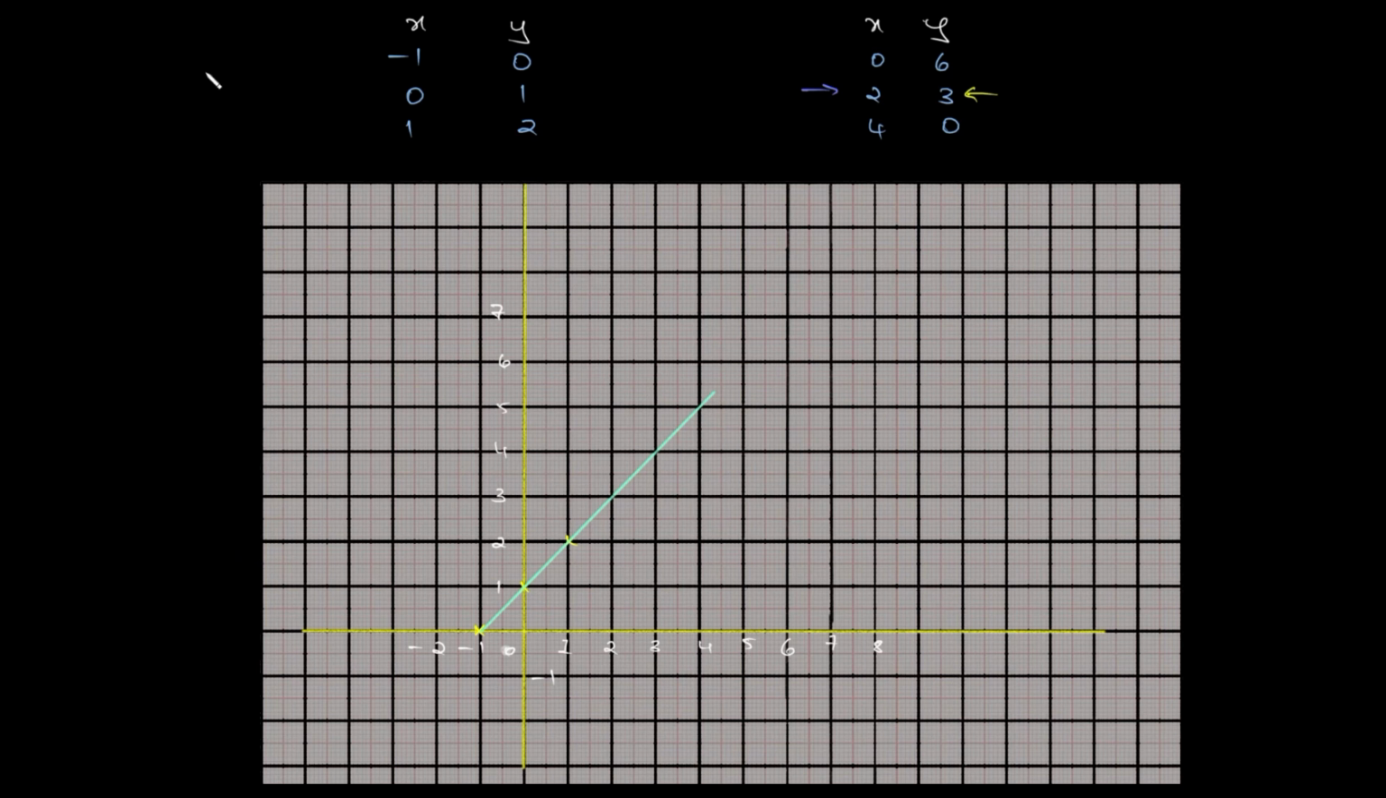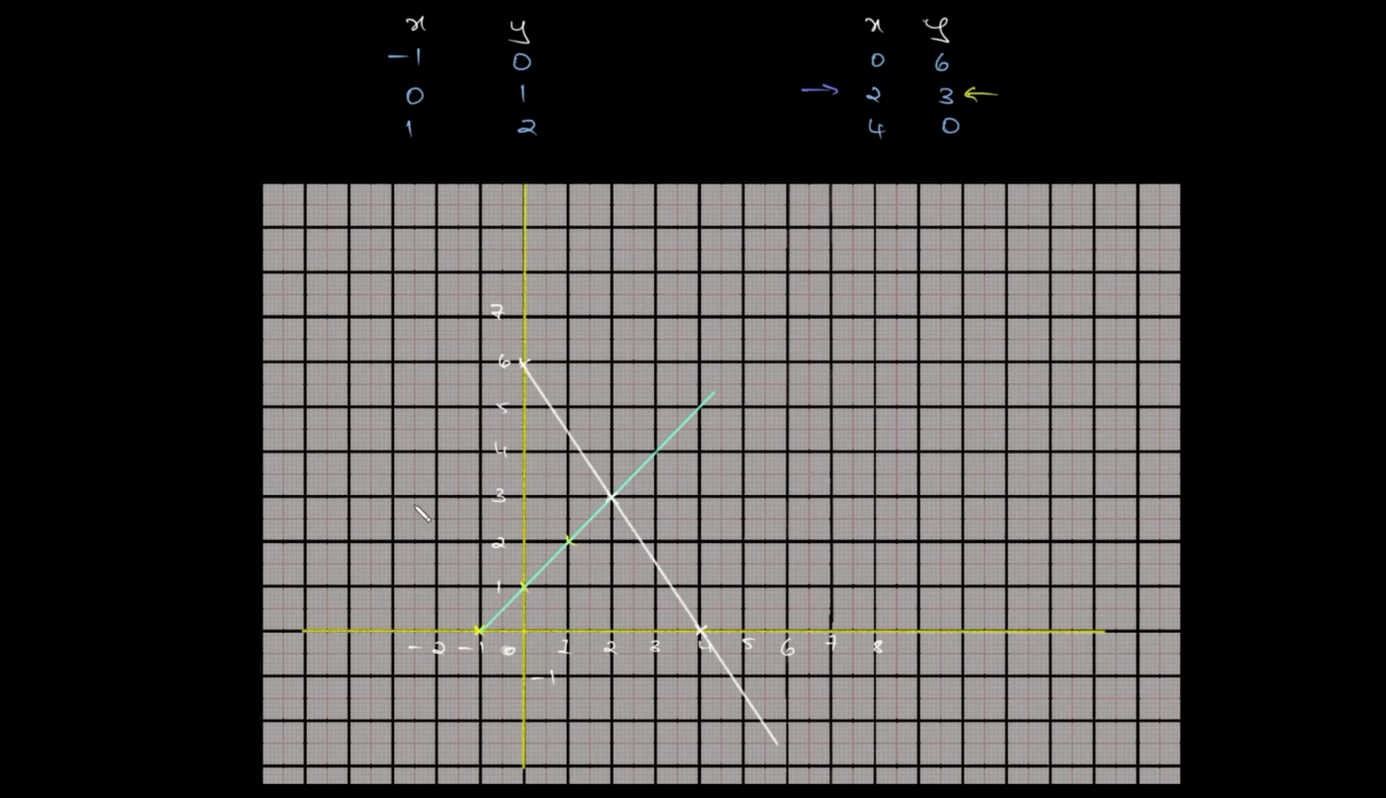Good enough. Now we need to mark 0, 6. 0, 6 is over here. 2, 3 is over here. And 4, 0 is over here. So we have this on the other end. Okay. So now we have the graph.